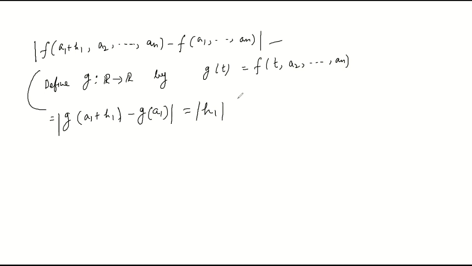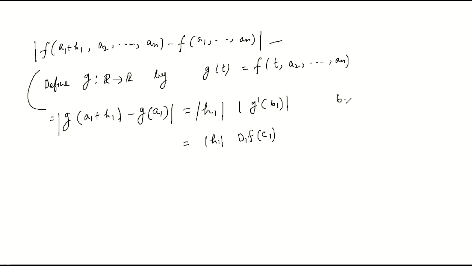Absolute value of H1. Otherwise this is minus H1, so times mod of G prime at some point B1, where I'll explain what B1 is. This is equal to mod H1 times G prime of B1, that is actually the first partial derivative of F at the point C1, where C1 equals... let me describe what B1 is.